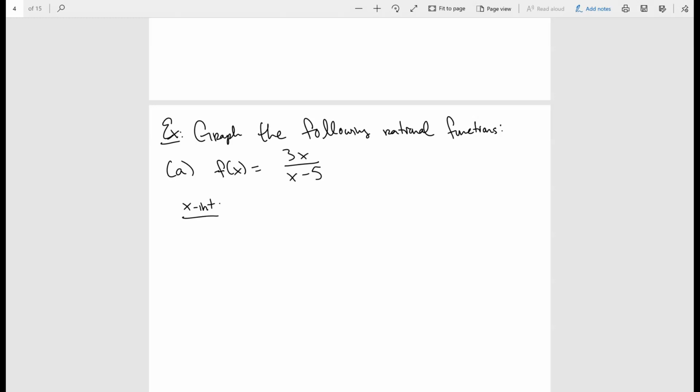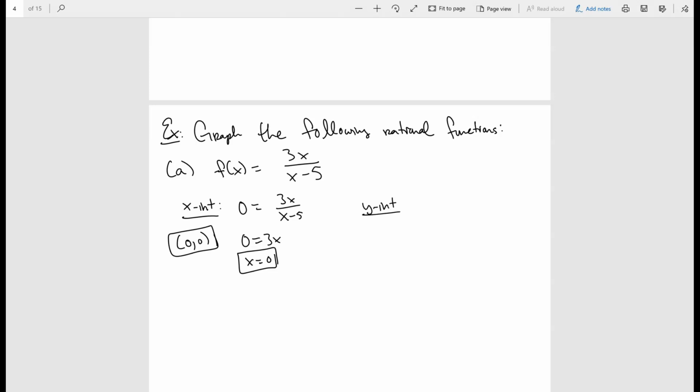So x-intercepts, remember that that's when y is equal to 0. So we're going to get 0 is equal to 3x over x minus 5. When I move the x minus 5 over, it goes away, so you get 0 equals 3x. So x equals 0. Okay, so basically the x-intercept is going to be (0, 0). Okay, so I'm going to box that.